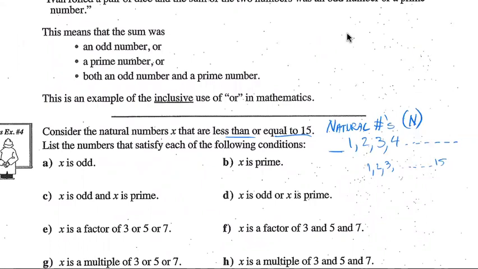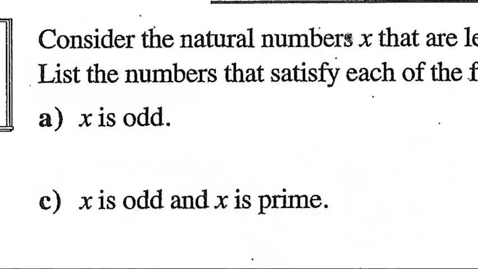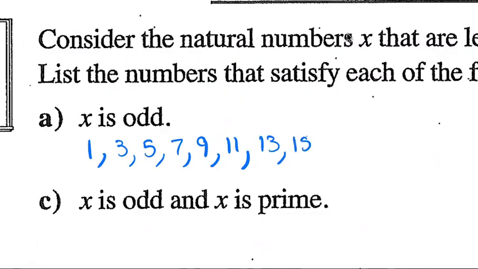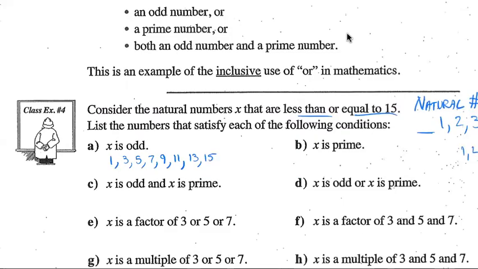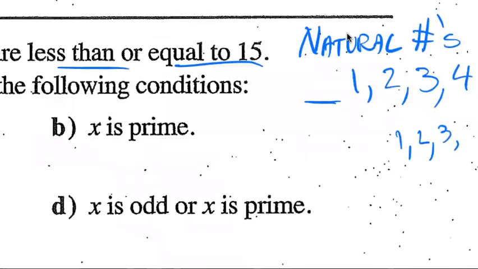List the numbers that satisfy each of the following conditions. X is odd. That would be 1, 3, 5, 7, 9, 11, 13, 15. Question B, X is prime. So remember, prime is only divisible by 1 and itself, and 1 is not a prime number. So that would be 2, 3, 5, 7, 9, 11, 13.